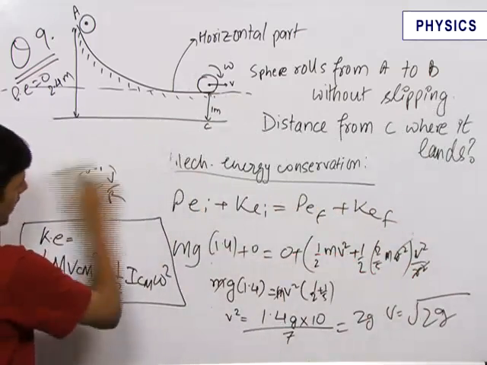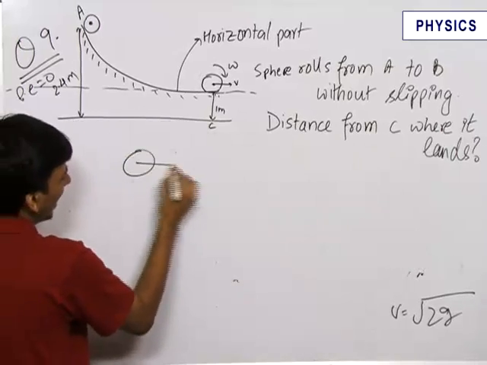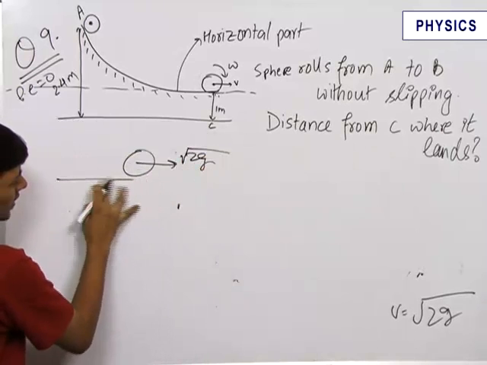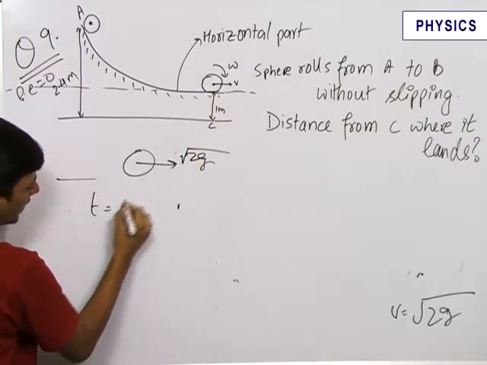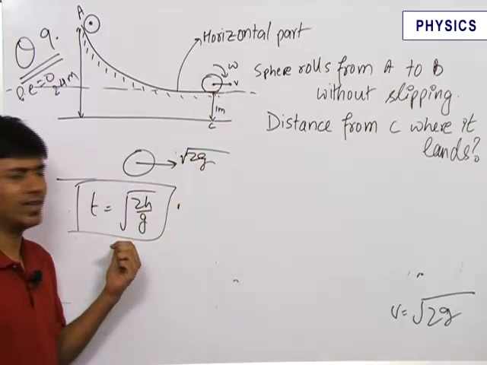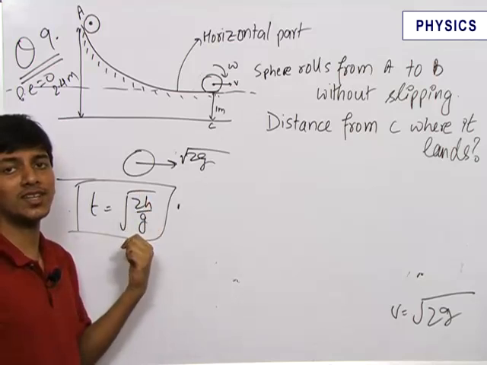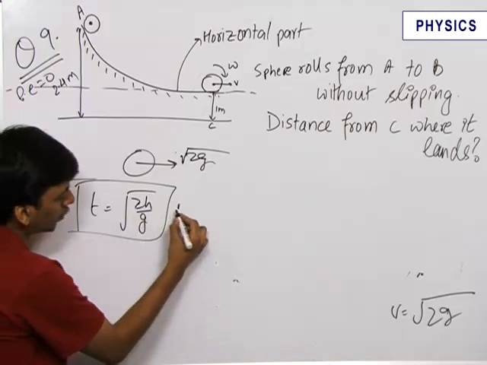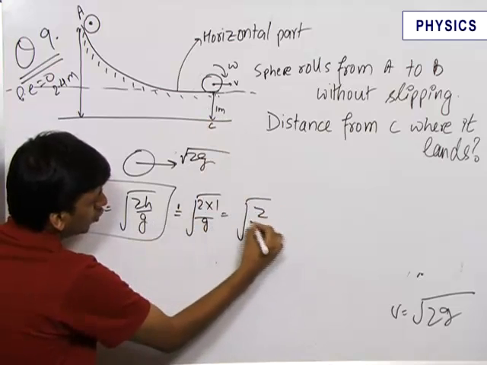Now after this, it is a very simple question of projectile motion. This object has a velocity equal to root over 2g in the horizontal direction and it falls. The initial velocity in the vertical direction was 0. The height is 1 meter. Therefore, we directly know that time is equal to root over 2h upon g. You should remember this formula and apply it directly. This is the time taken by an object to fall a distance h when its initial velocity is 0. So the time taken will be equal to root over 2h by g, which is root over 2 into 1 upon g, that is equal to root over 2 upon g.